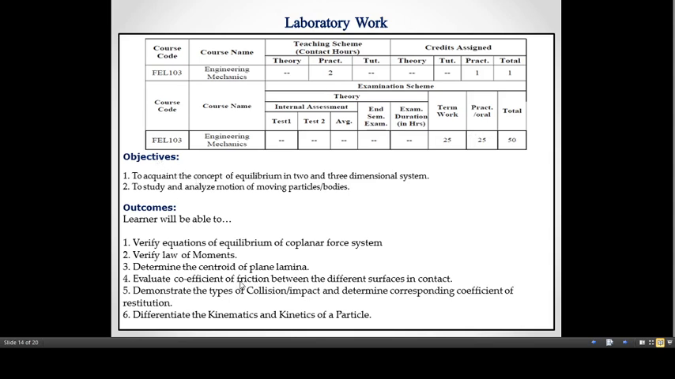So what about the objectives? I've already seen the objectives of our engineering mechanics course. In a similar way, the same concepts and basic principles you have to apply for various systems, so that we can get some conclusions and results. These are nothing but the outcomes.